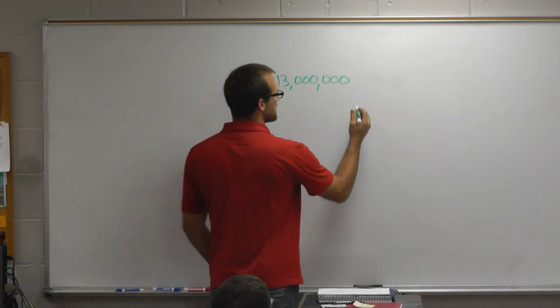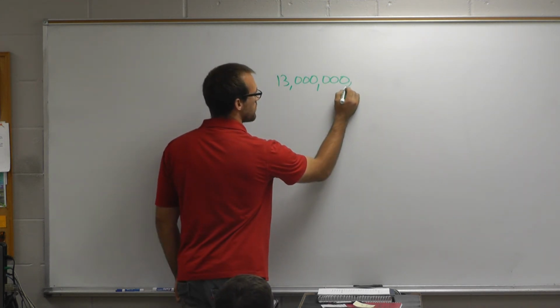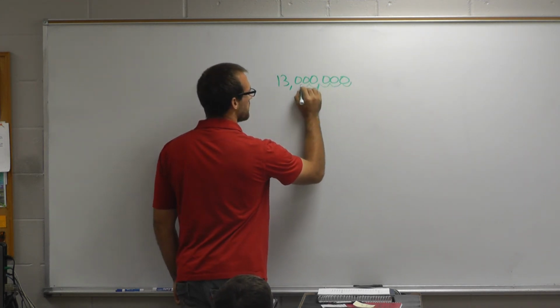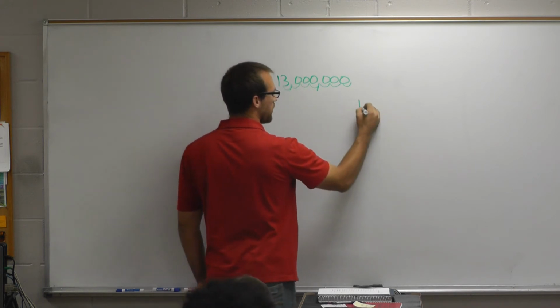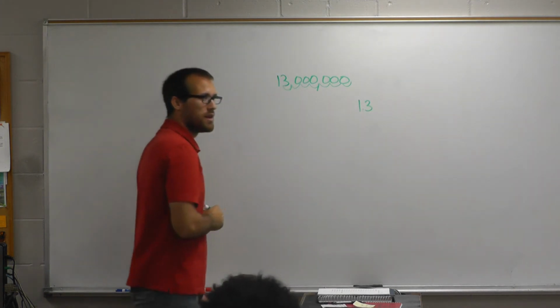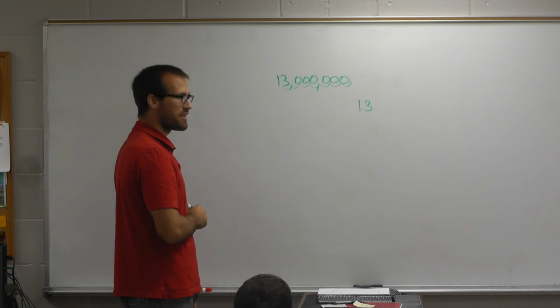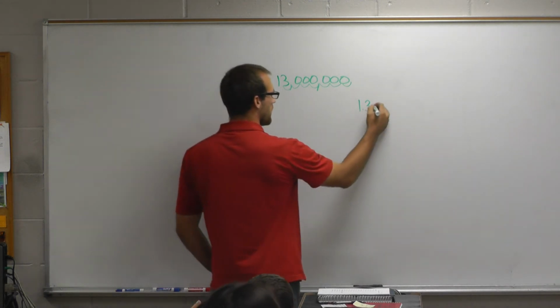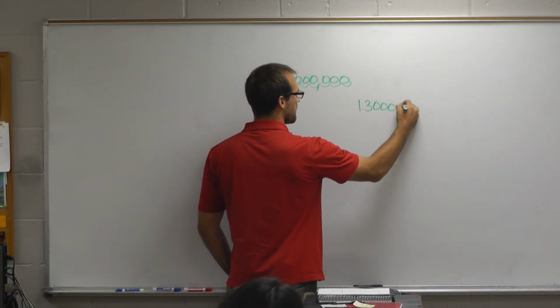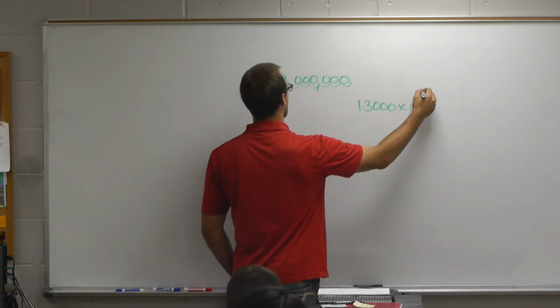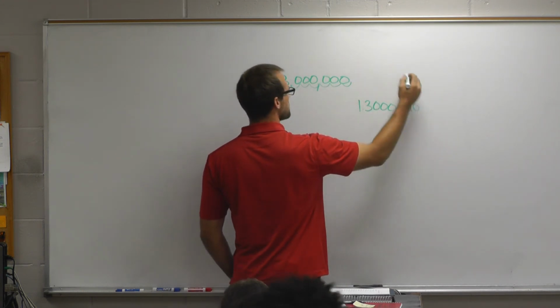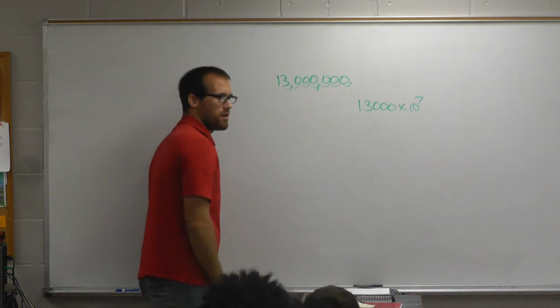Put it in scientific notation, like so. 1, 2, 3, 4, 5, 6, 7. Still 1.3 like we would do. Here's the problem. I need 5 significant digits, so what am I going to do? Add 3 zeros. 10 to the, how many times do we move? 7. Same number? Yeah.